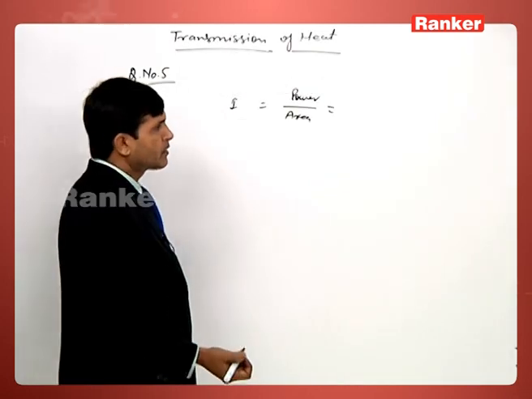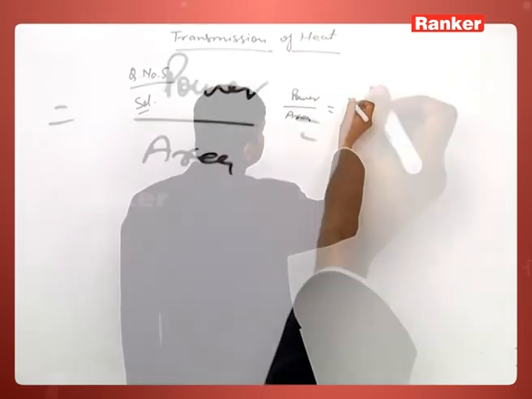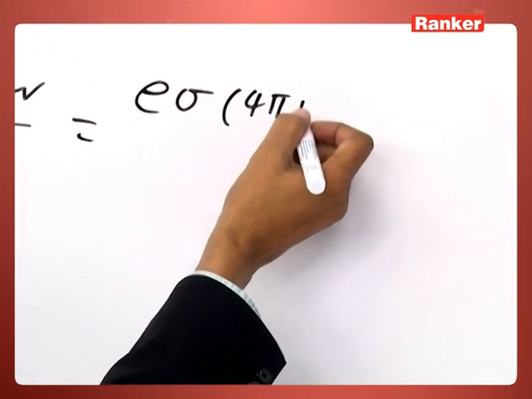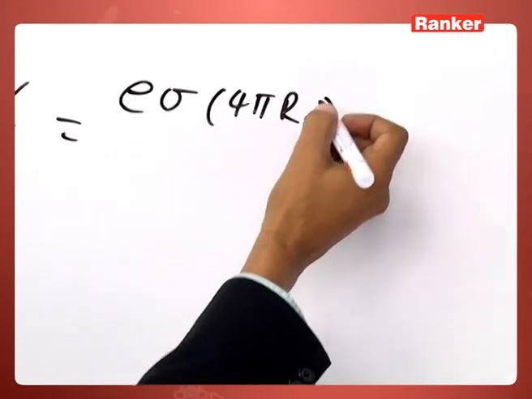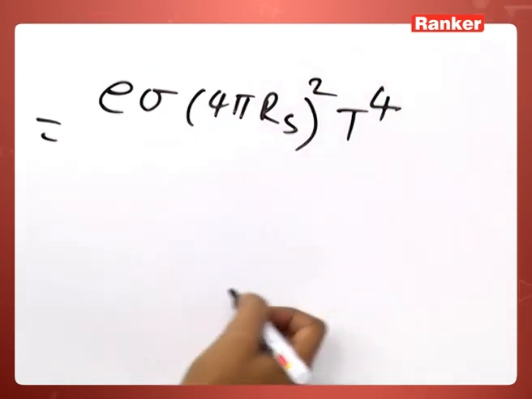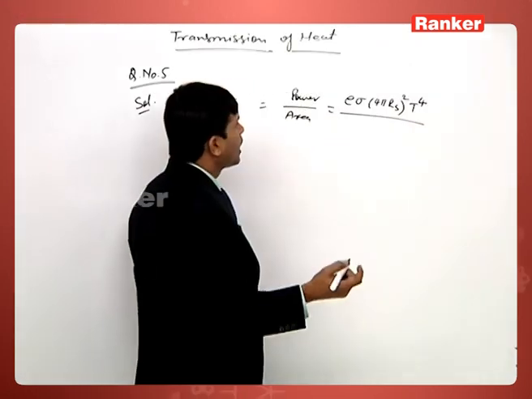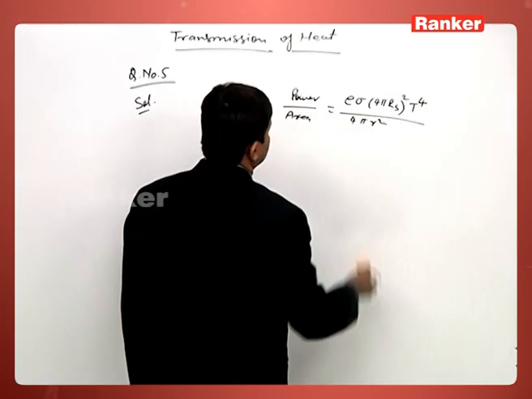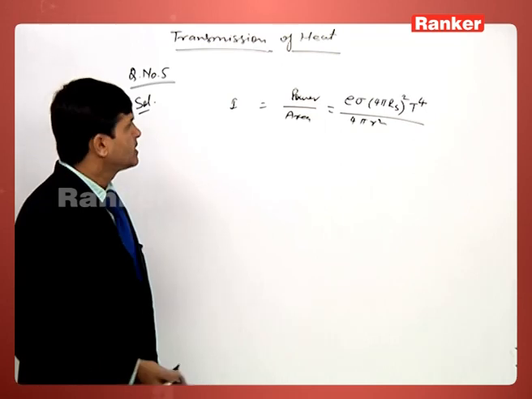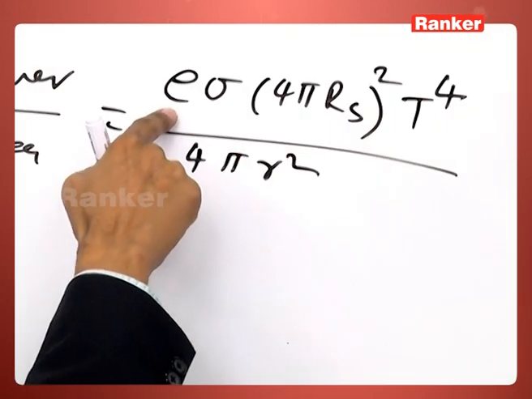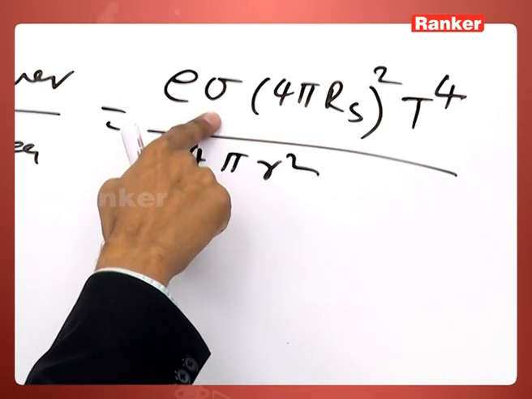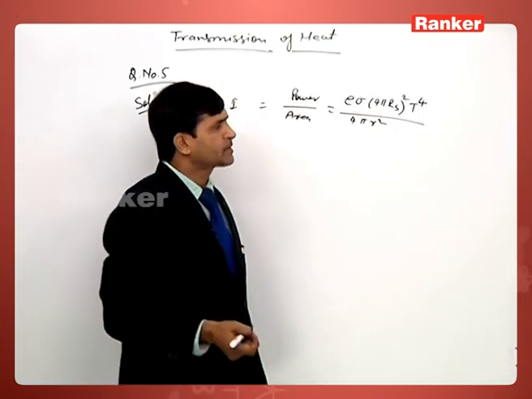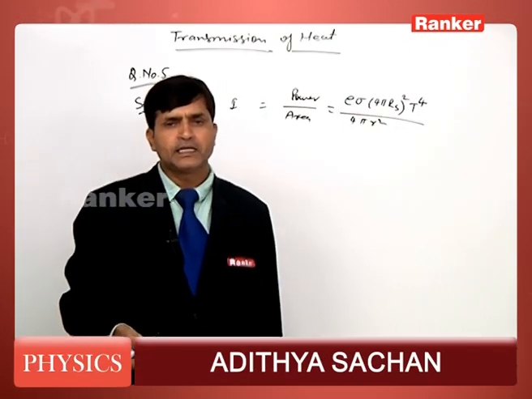And power coming from the sun's surface is E sigma area of the sun, 4 pi R square, where R is the radius of sun, T to the power 4, divided by area. How much distance is it coming? 4 pi r square. This is the intensity, where E is emissivity, sigma is Stefan's constant, R is the radius of the sun, T is the temperature of the sun, and small r is the distance of earth from the sun.